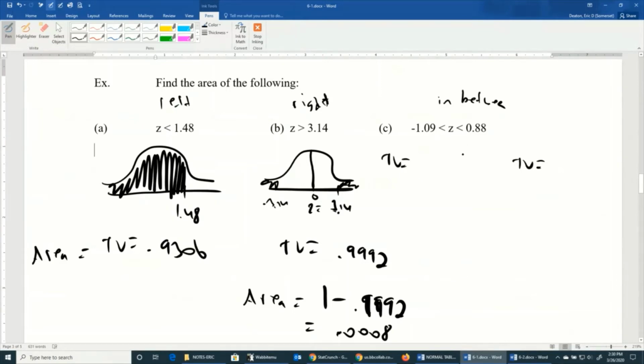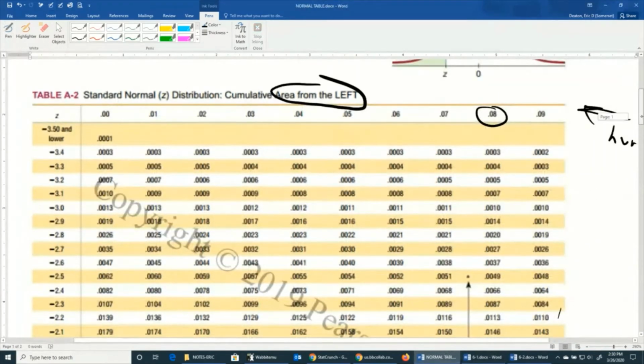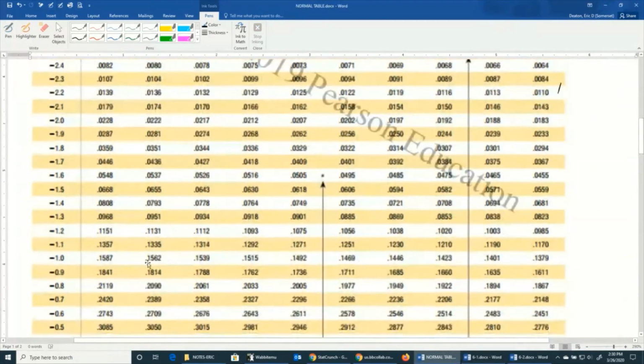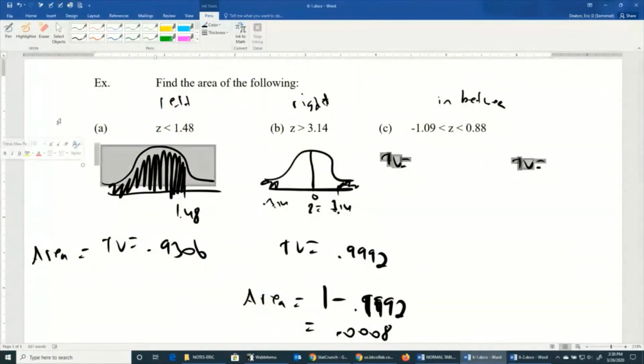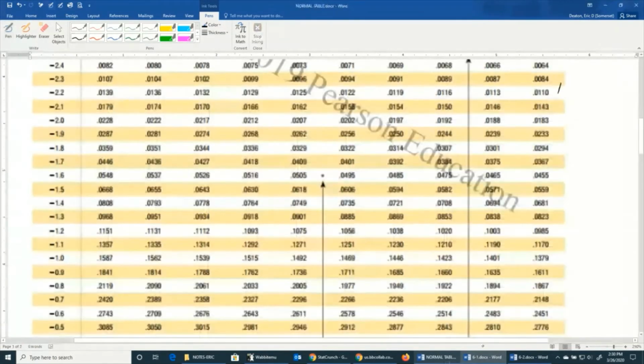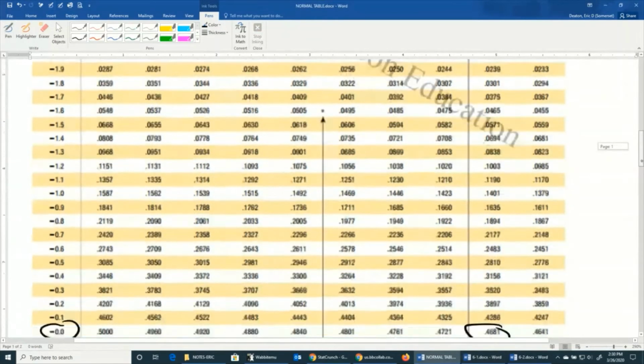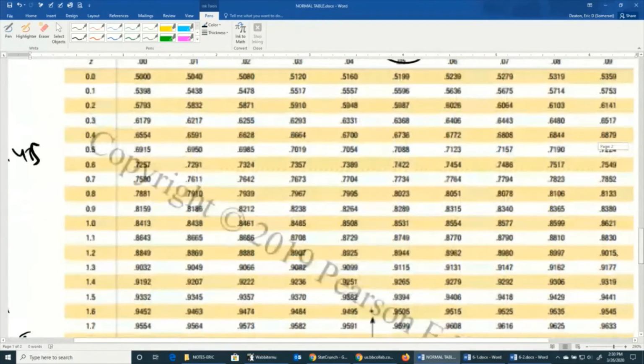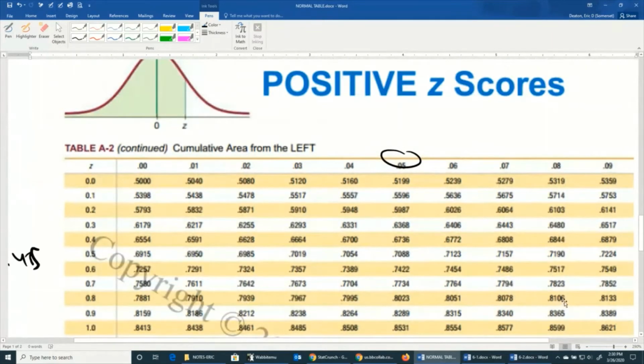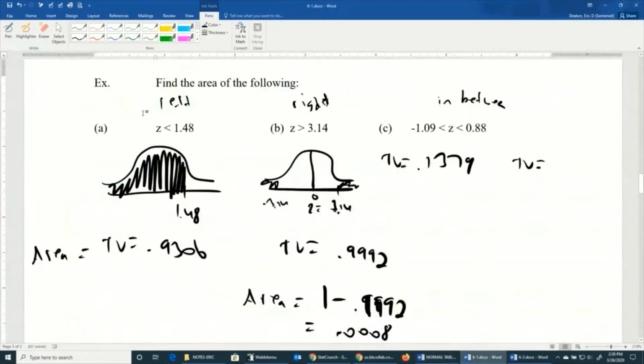So for negative 1.09, and by the way, I'll draw a picture here in a second, let's go ahead and find the table values. Negative 1.09: negative 1.0, and the 9's all the way on the end. 0.1379. And then 0.88 is going to be back on the positive side. 0.88: 0.8, and then the 8's over here. 0.8106.